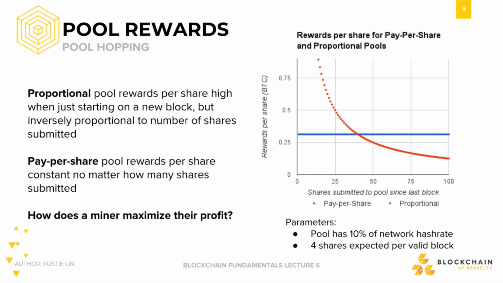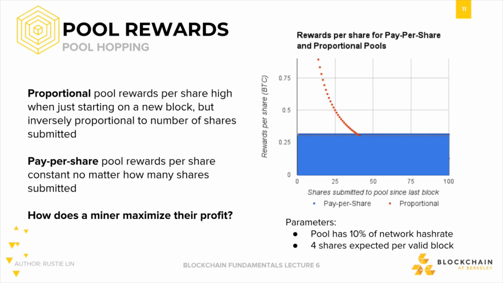So in a proportional pool, the faster we find a valid block, so the fewer shares it takes to find a valid block, the more a miner will get paid. But the more work or shares that are submitted to this mining pool, the payout diminishes and approaches zero. So let's take a look at pay per share. We remember that pay per share pays a fixed amount every time a share is submitted.